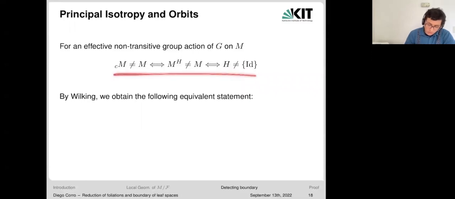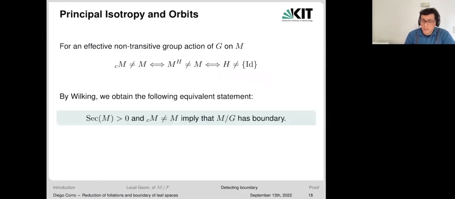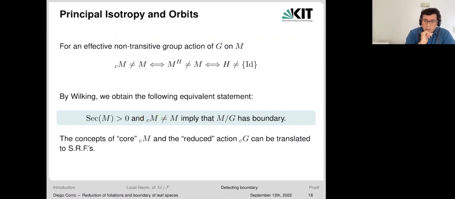So using this equivalence of statements, we can translate the statement by Burkhardt-Wilking into the following. If we have a manifold with positive sectional curvature and a group acting effectively and in a non-transitive way on M, and the core is a proper subset, this implies that the orbit space has boundary. And here what's important is that this object can be translated into foliations, and also the notion of having a reduced action.